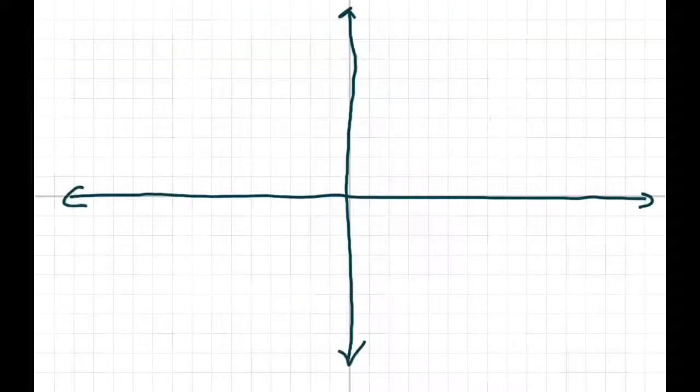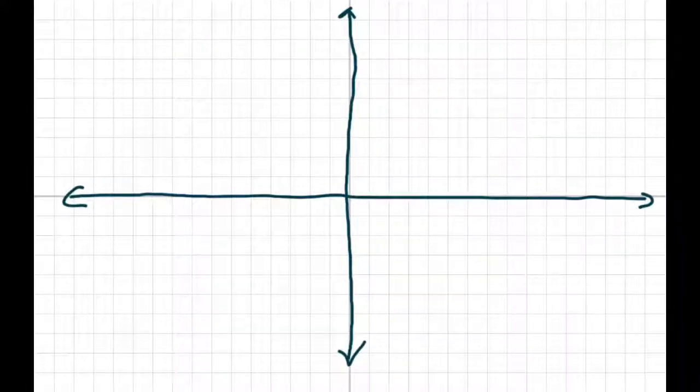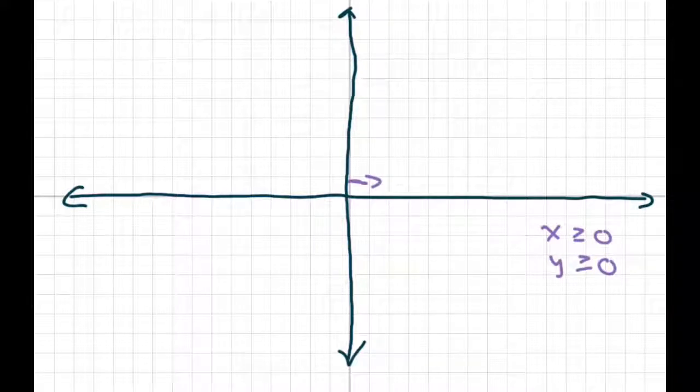So we get started. For the first two, we're in quadrant 1, so we have x is positive and y is positive. And it's a solid line because we have the equal sign. So that just means for x is positive, it's shaded to the right, and when y is positive, it's shaded up.